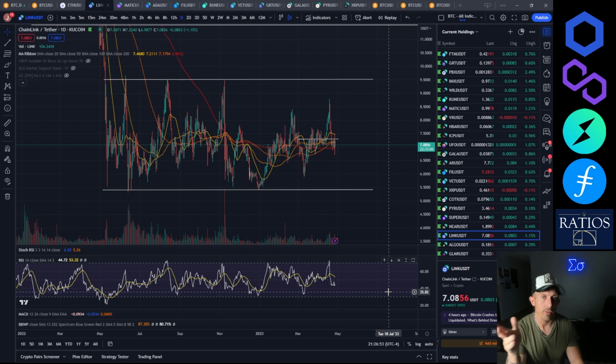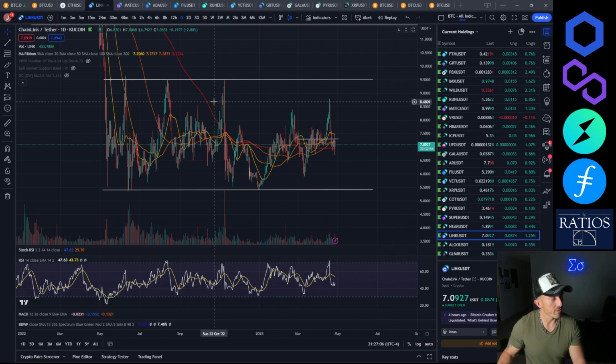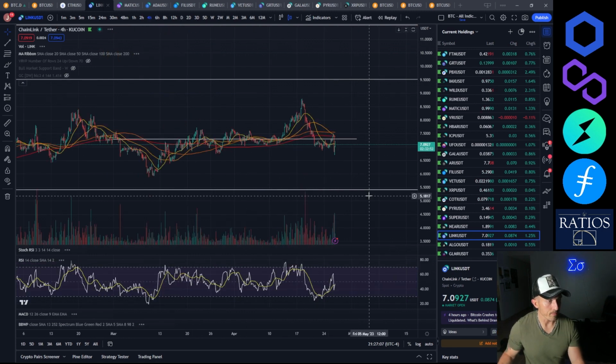But there are a lot of factors to take into consideration, like what is Bitcoin doing? What is the status of a shorter time frame chart? Is that going up? Because that could cause the daily to go up as well. So let's do that. Let's go to the 4-hour chart.